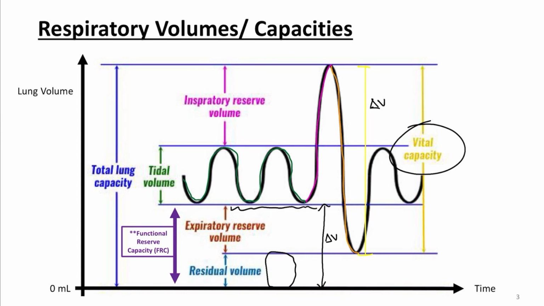And if you're ever wondering where the FRC, or functional reserve capacity, comes from, this is where it comes from, and we're going to see how it affects diseases of respiratory compliance later on in this lecture.